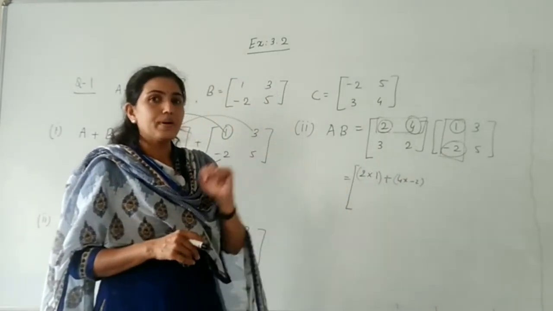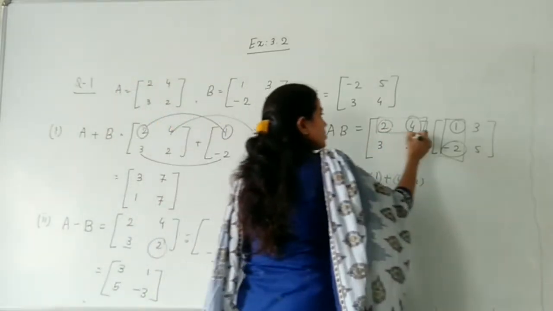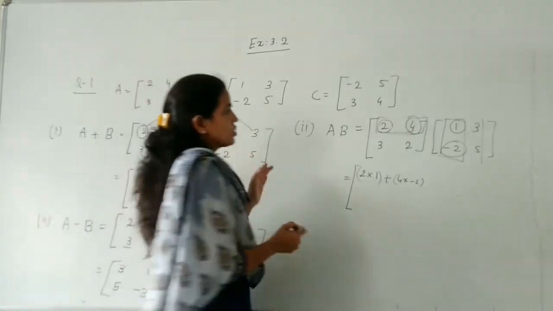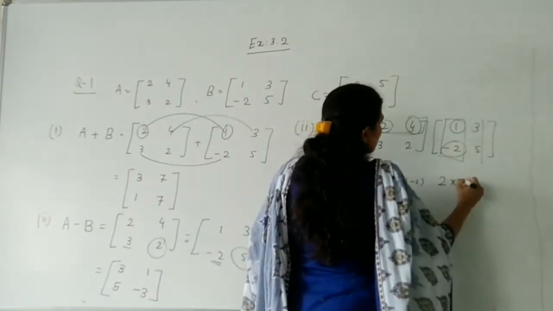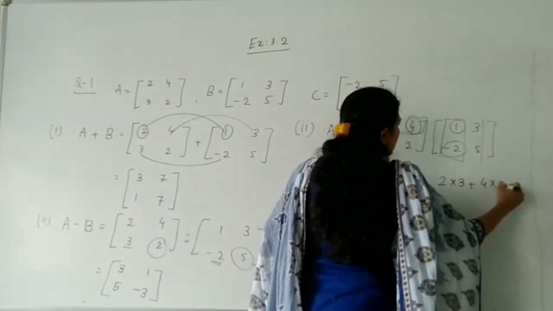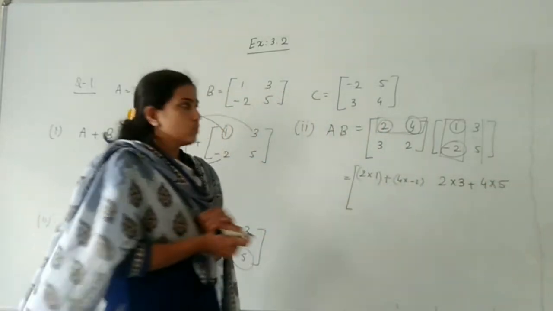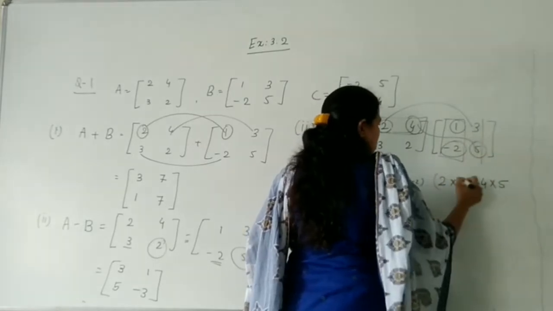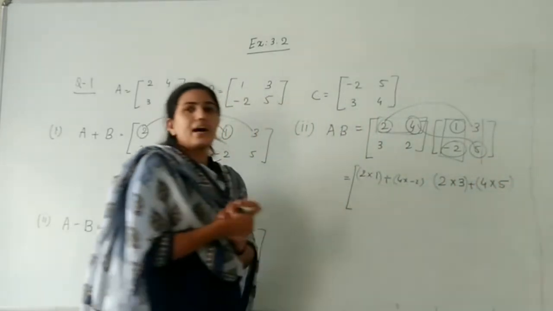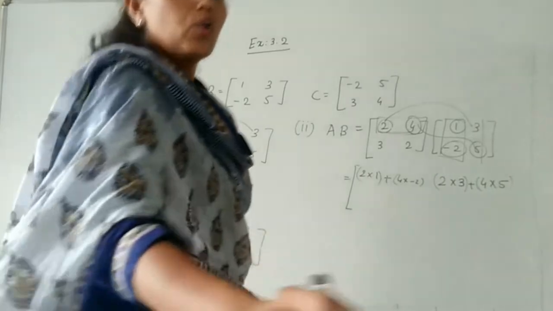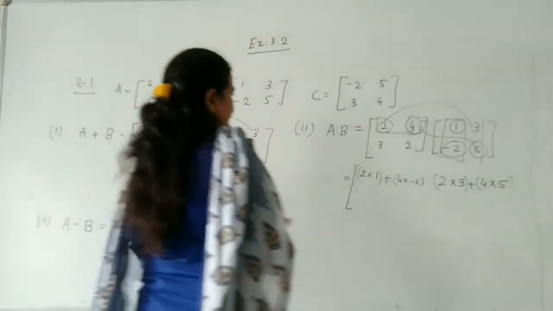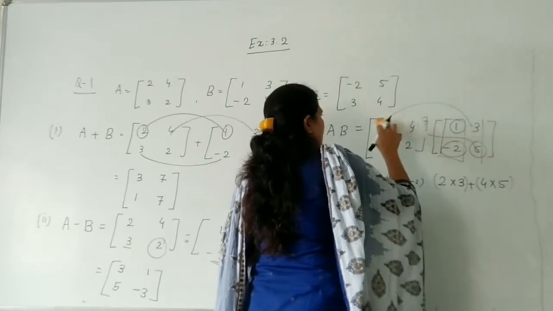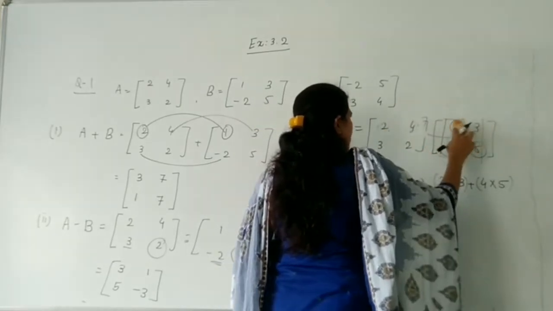Now for the second element, what we have to do? First row and second column. So let me multiply this. You will get 2 into 3 plus 4 into 5. Right? 2 into 3 plus 4 into 5. So the corresponding elements are multiplied. Now what we have to do? The second row and first column. Next we multiply the second row and first column.